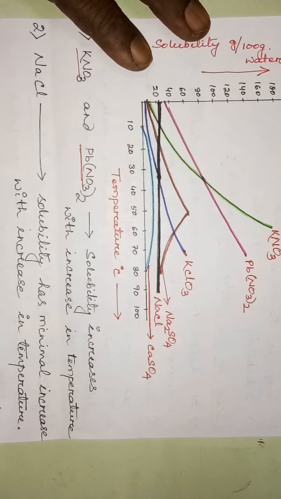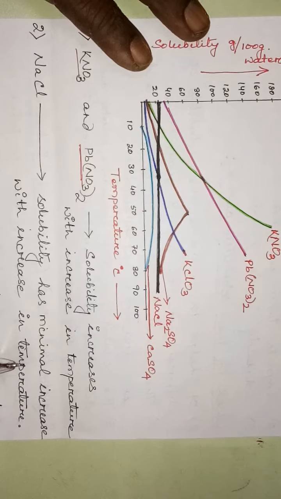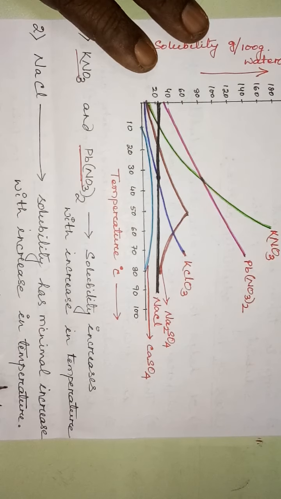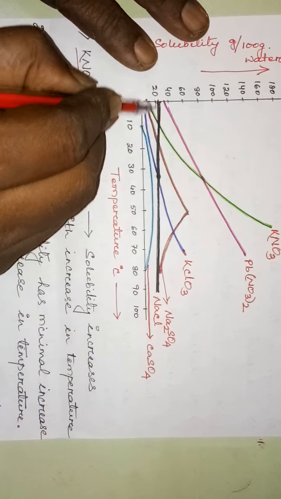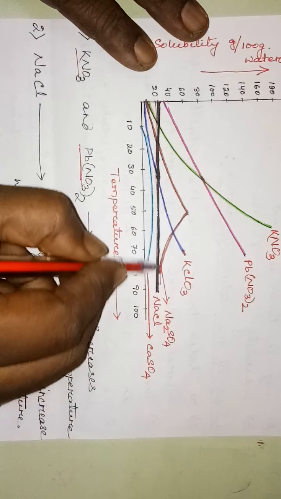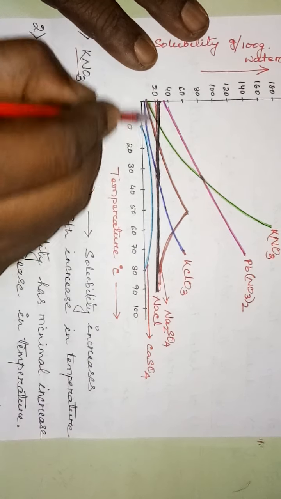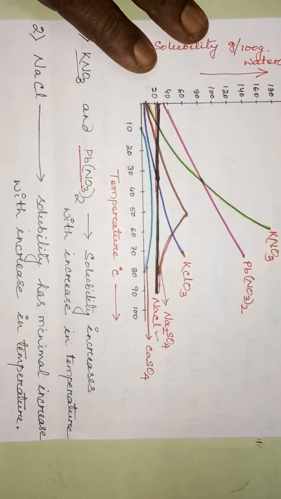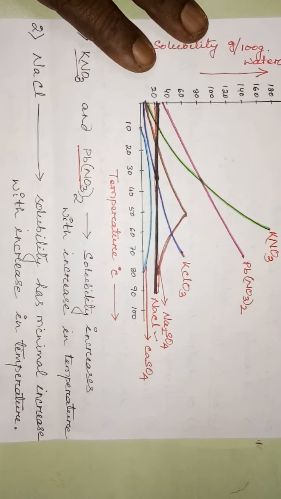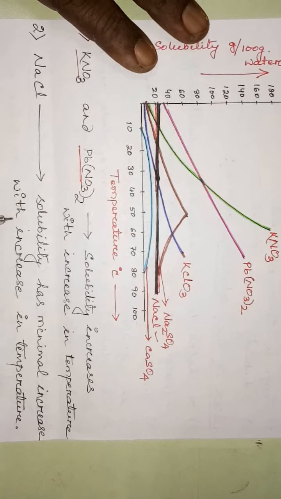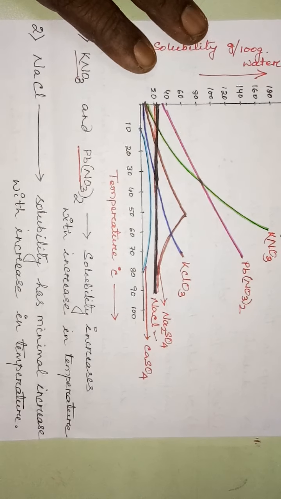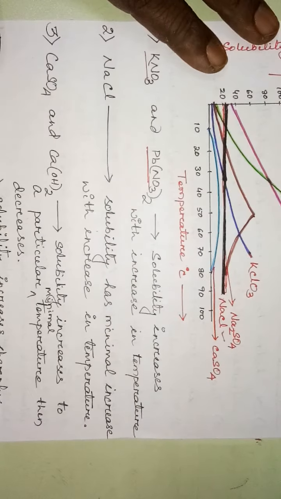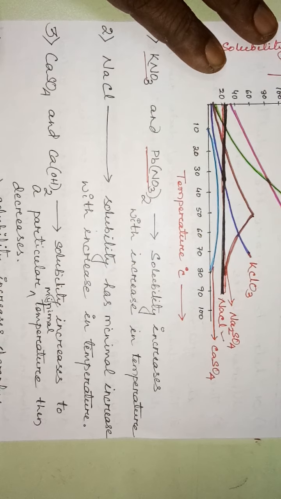The solubility has a minimal increase with increase in temperature. Where is sodium chloride? This straight black line that I have drawn is the solubility curve for sodium chloride, which shows a very minute increase with the increase in temperature. Understood? Then we will discuss calcium sulfate and calcium hydroxide.